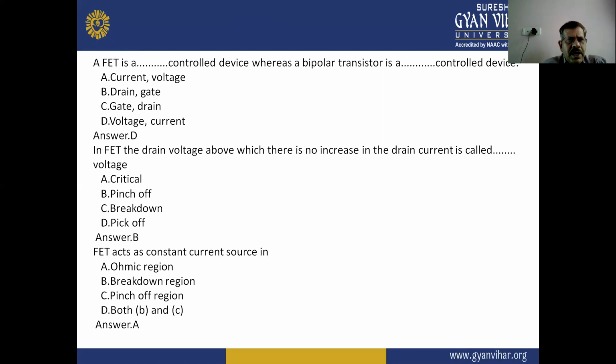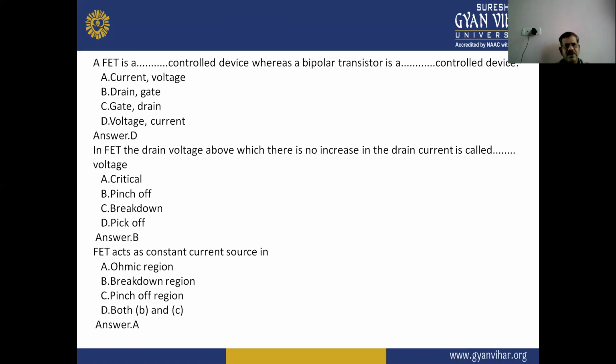Next question. A FET is a blank control device, whereas a bipolar transistor is a blank control device. Option A, current, voltage. Option B, drain, gate. Option C, gate, drain. Option D, voltage, current. The correct option is D, because a FET, field effect transistor, is a voltage control device, whereas a bipolar junction transistor, BJT, is a current control device. So option D is the correct answer.